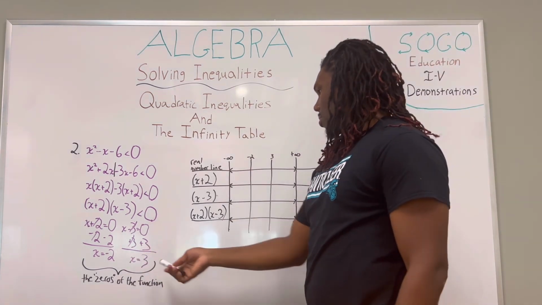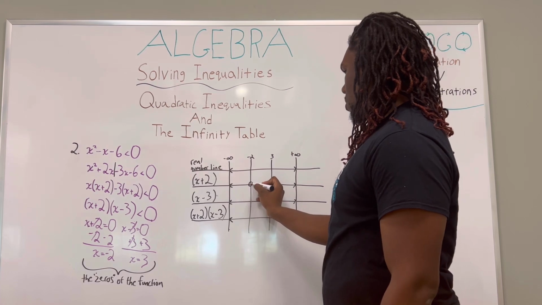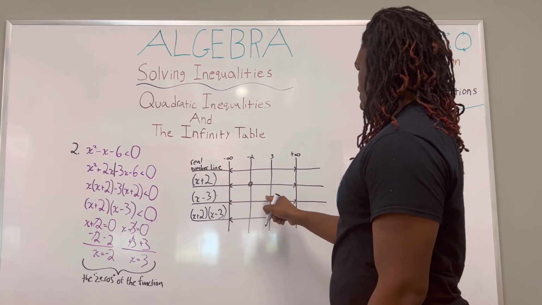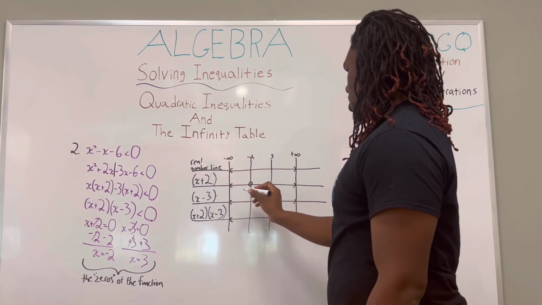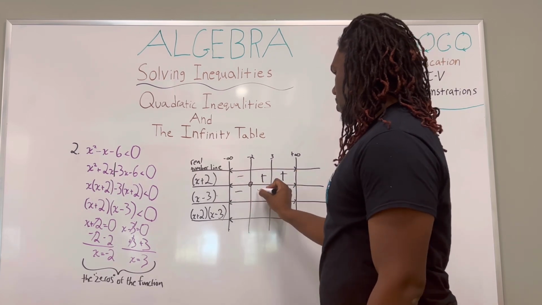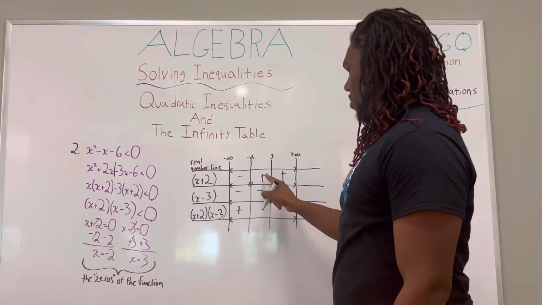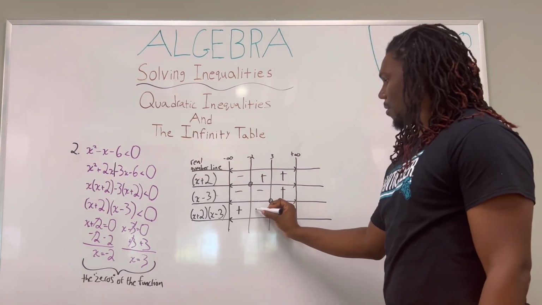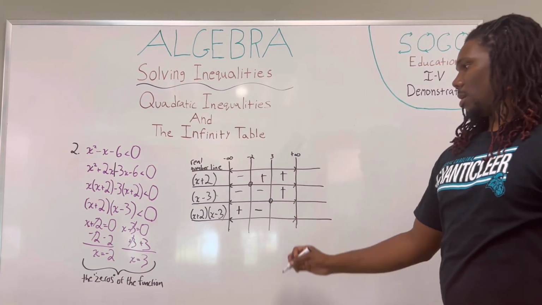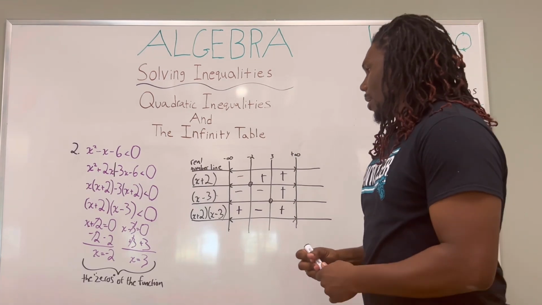All right, next step, we're going to go on the real number line and put our dots where they need to be with their zeros. X plus 2 is negative 2, and x minus 3 is positive 3. And put our negative signs to the left and our positive signs to the right. Now we can do our product combination. Negative times negative is positive, positive times negative is negative, and positive times positive is positive.